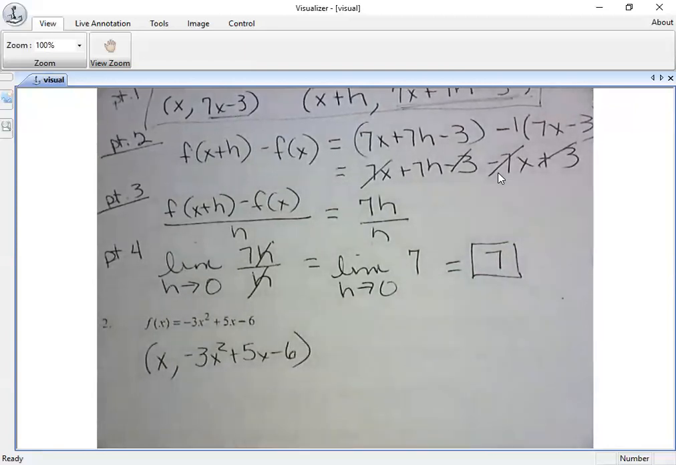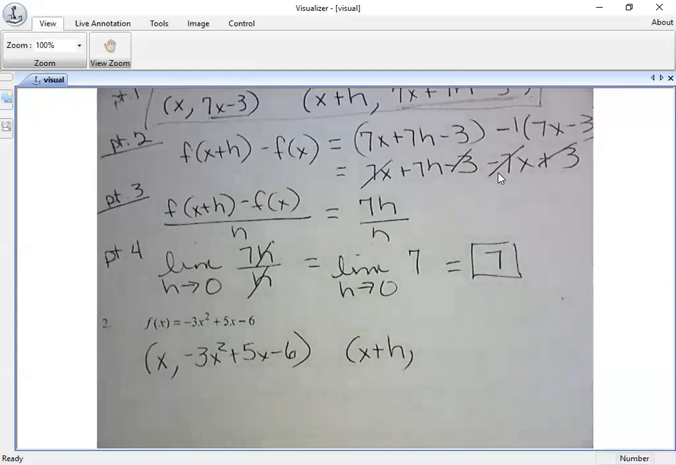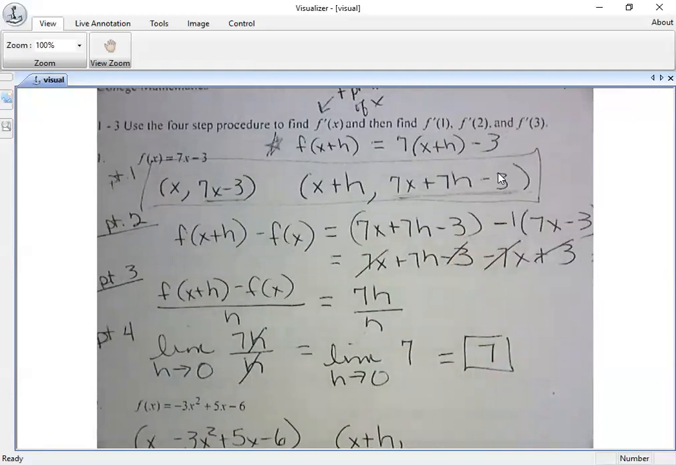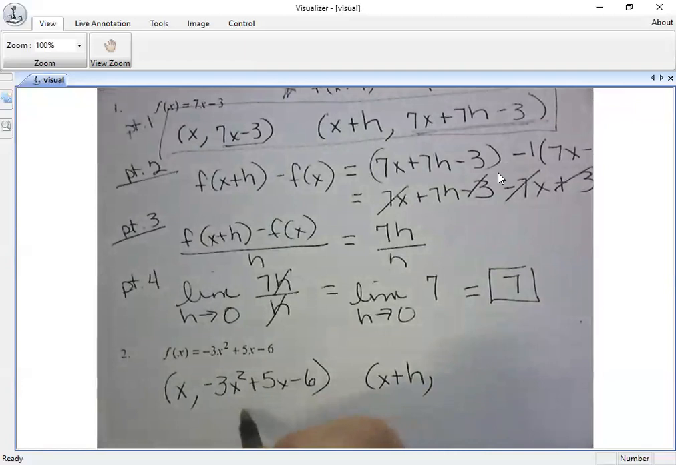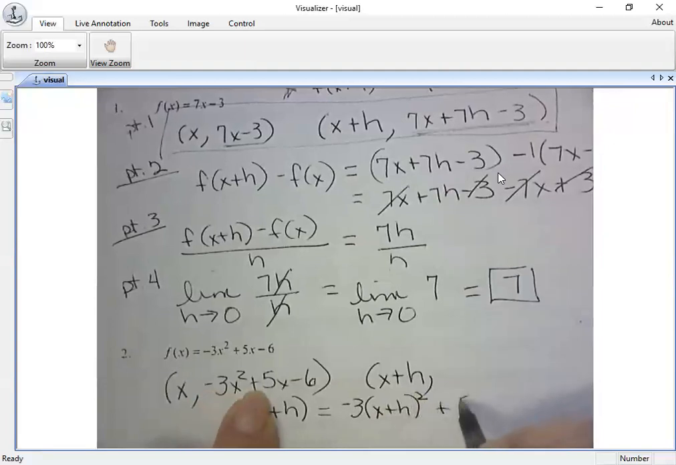My other point that I need to find is going to be x plus h, and then how do I find the y value for that? What do I need to find? What did we do up here to find this part? Good, Victoria. You got to substitute x plus h in for x and see what f of x plus h is. So I'm going to do that right here. That means I'm going to have negative 3 times, and then I'll have x plus h in parentheses squared, plus 5 times x plus h minus 6.